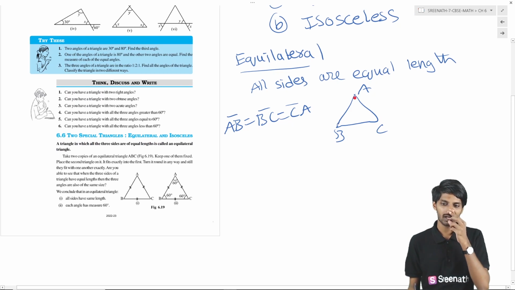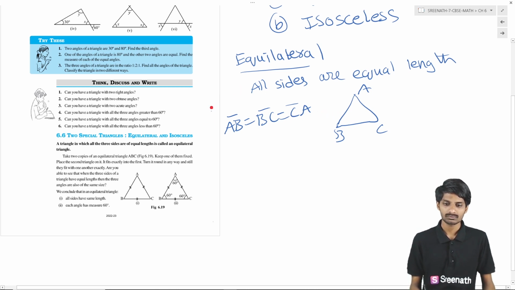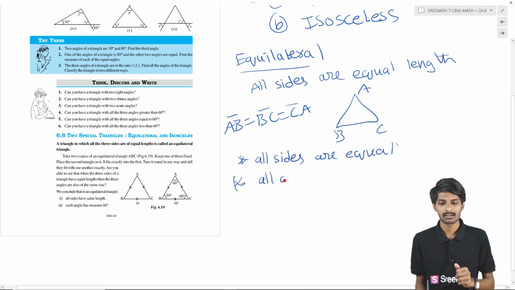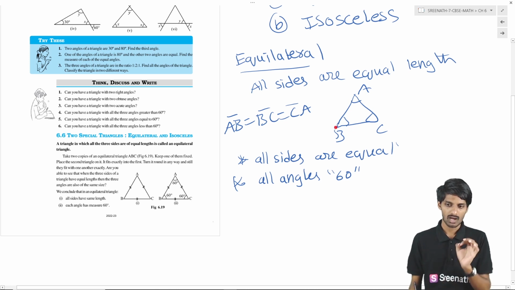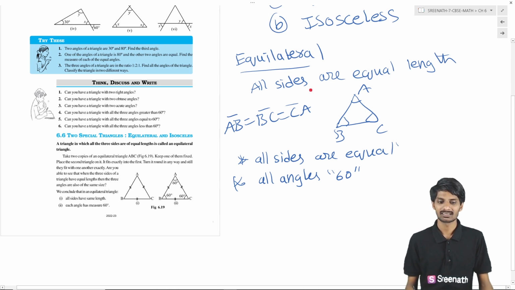If you want, first find the measure. Measure this side length, measure this side length, measure this side length, and observe that all these are equal, then we can say that the triangle is an equilateral triangle, students. So in an equilateral triangle, all sides are equal, and one more thing, students, all angles are 60 degrees. So angle A, angle B, and angle C are all equal to 60 degrees, students. So this is about the equilateral triangle, students.